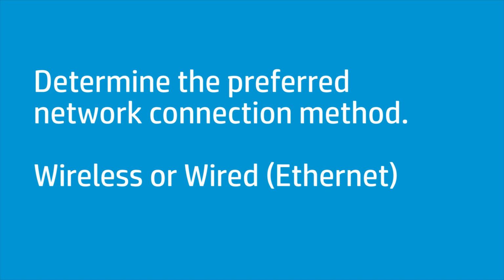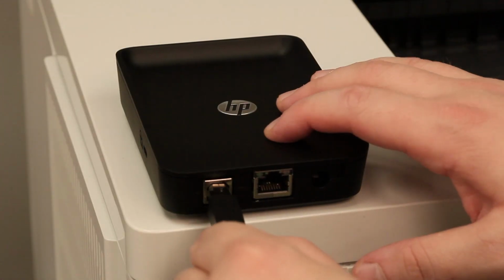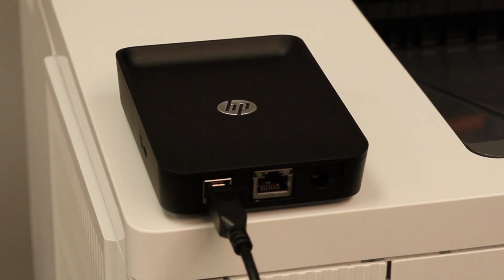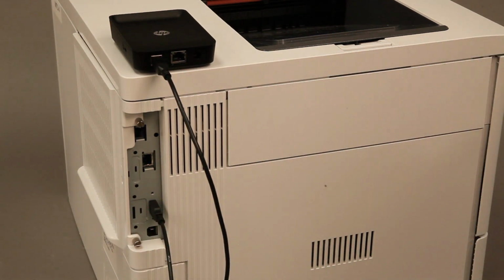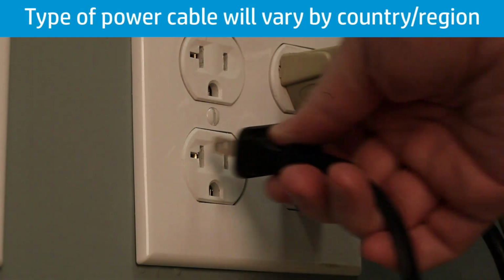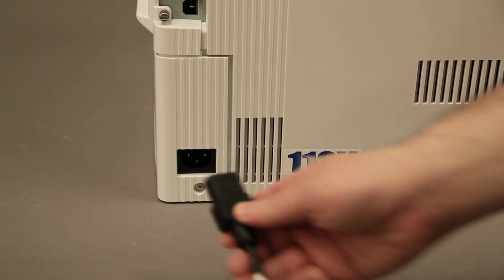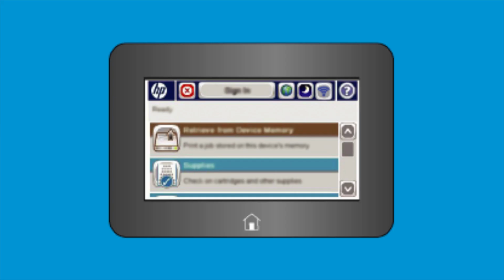Next, we will connect the accessory to the printer and to a network, either wirelessly or wired using an Ethernet connection. For a wireless-only network connection, insert the rounded end of the USB cable into the USB port on the end of the accessory. Next, attach the flat end of the USB cable to the USB port on the back of the printer. Attach the power supply cable to the accessory, and then connect the power cord to the power source. Finally, reconnect the printer's power cord and turn on the printer. A wireless icon appears on the control panel.